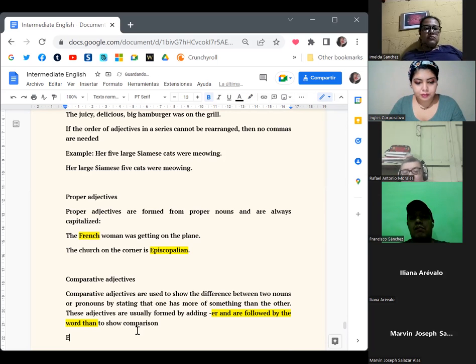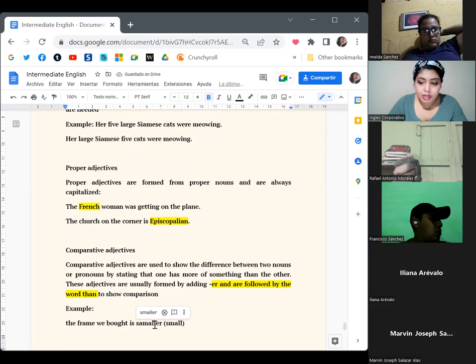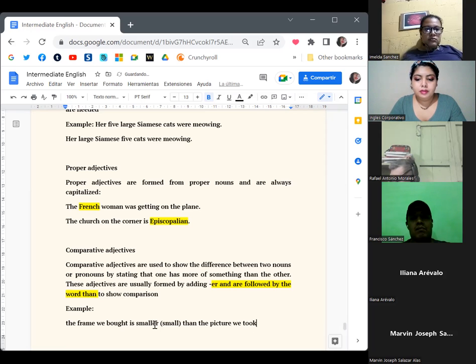And we have one example. The frame is smaller than, in this case, we are using the adjective small. I'm adding another words here. It's smaller than the picture we took. So in this case, it's saying that the frame is smaller.